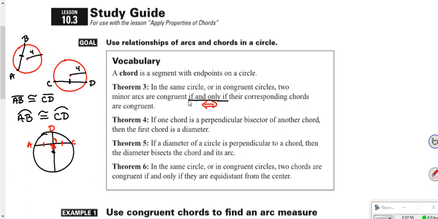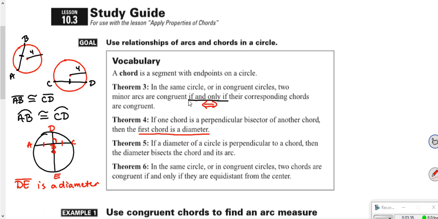Then the first chord is a diameter. Okay, so I know then that DE is a diameter. And you can kind of see there from my beautiful picture that I have it kind of going through the center. Okay, so AB is congruent to BC and DE is perpendicular to AC, so that makes DE a diameter. That's what theorem 4 says. So anytime you have a chord that is perpendicularly bisecting another chord, then that first one has to be a diameter. Okay, that's what that's telling us.